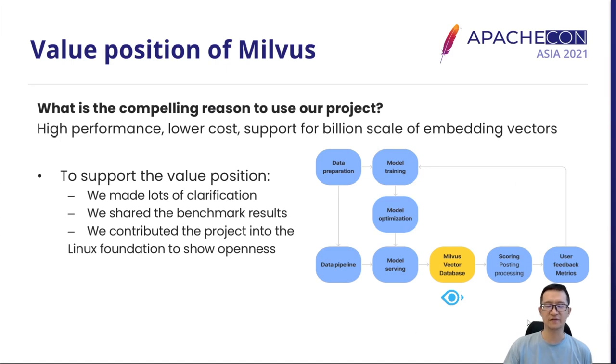By using this kind of diagram, we help people understand the position of the Milvus project in the open source AI ecosystem, and also the scope of the Milvus project. Model serving is not part of the Milvus project. If you want to transform unstructured data, for example images, into embedding vectors, you need to utilize the model serving component to achieve that. So by drawing this kind of diagram, we make it much clearer for our users to understand the value position of Milvus and the boundary of the project.